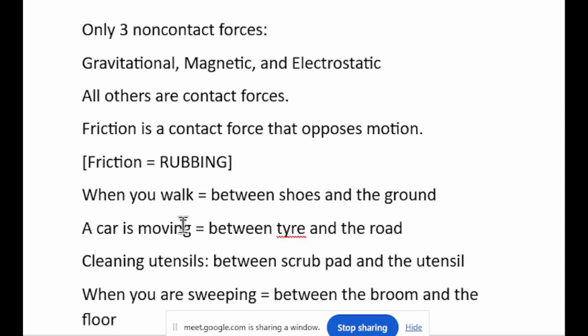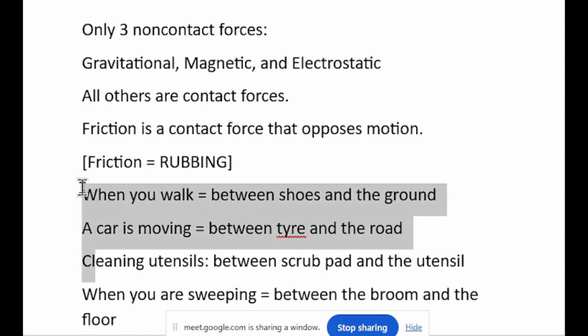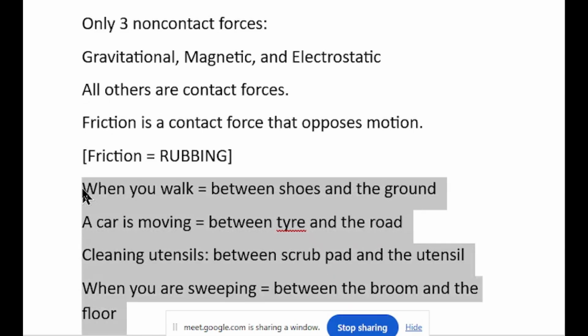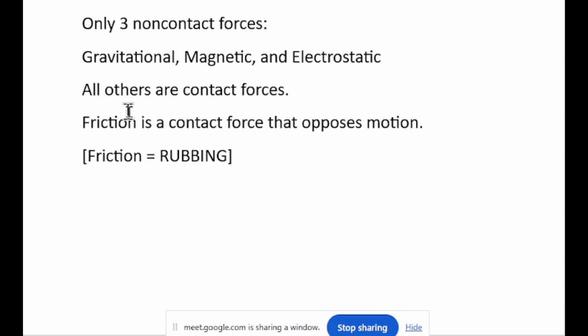So when you are walking, it is between your shoes and the ground. When a car is moving, it will be between the rubber tires of the car and the road. When you are cleaning, it will be with the scrub pad and utensil. When you are sweeping, it is between the broom and the floor. So in all the cases you have rubbing. Without rubbing, there is no friction. In fact, friction is another name for rubbing. Friction is a contact force.